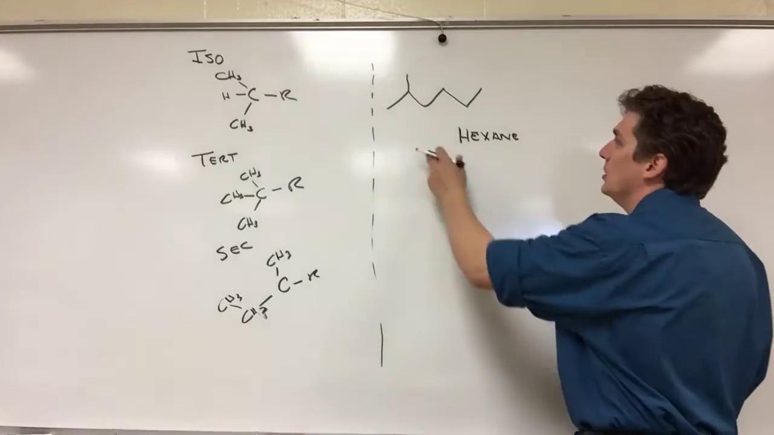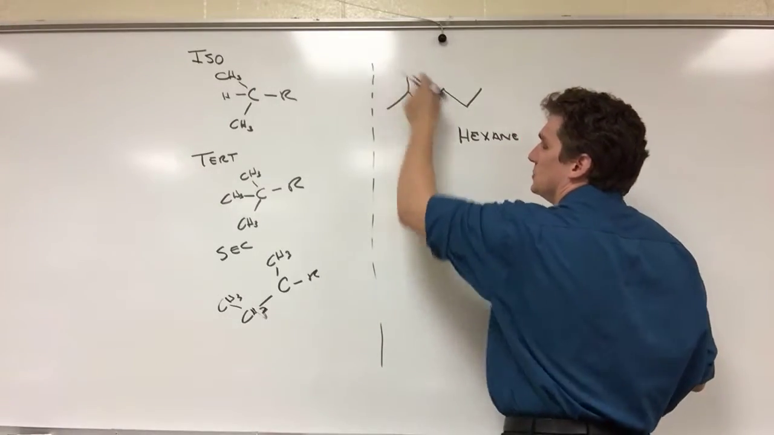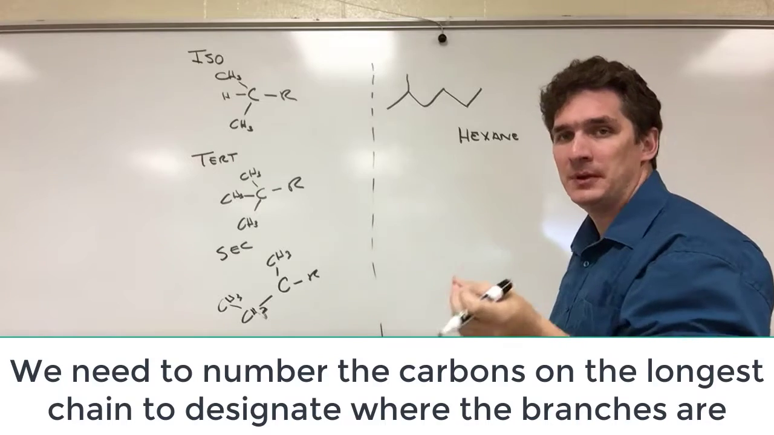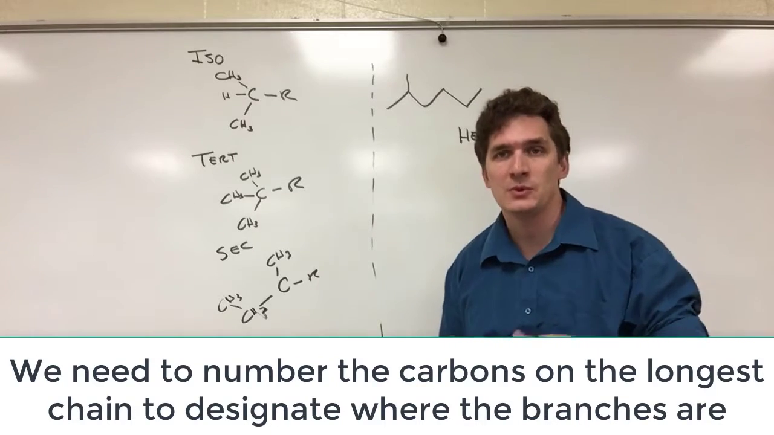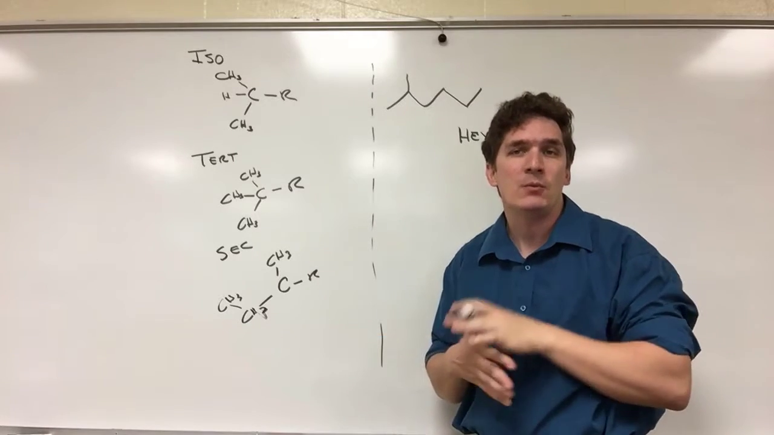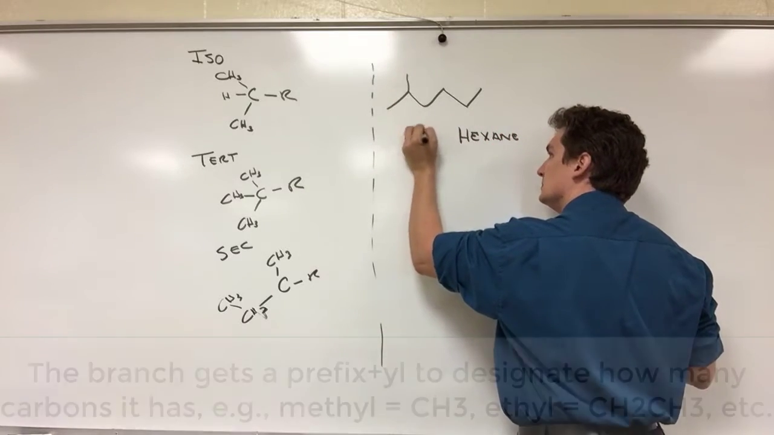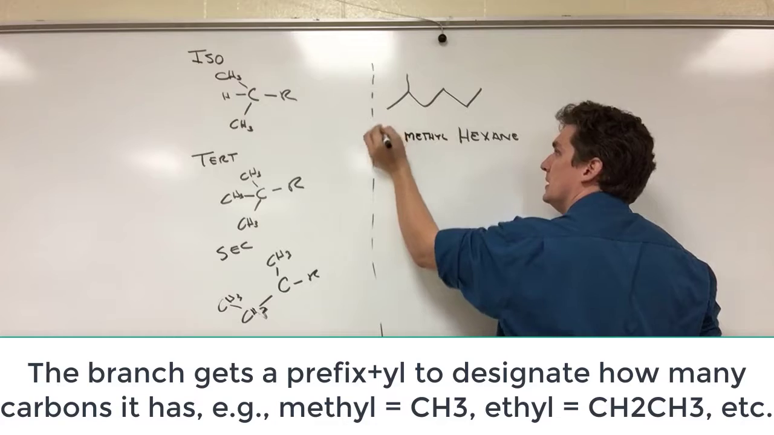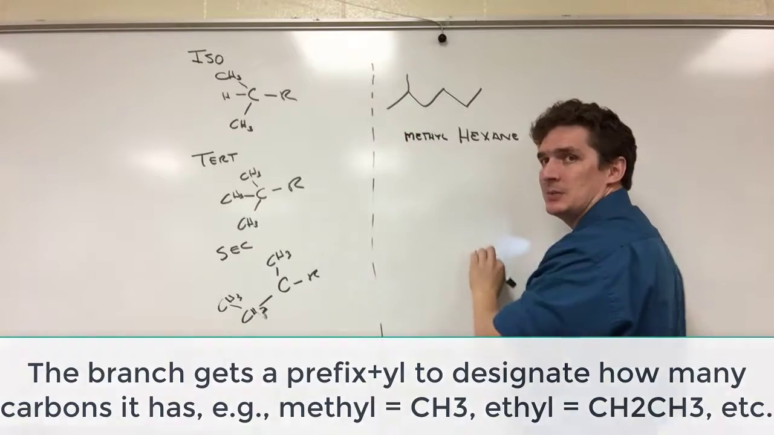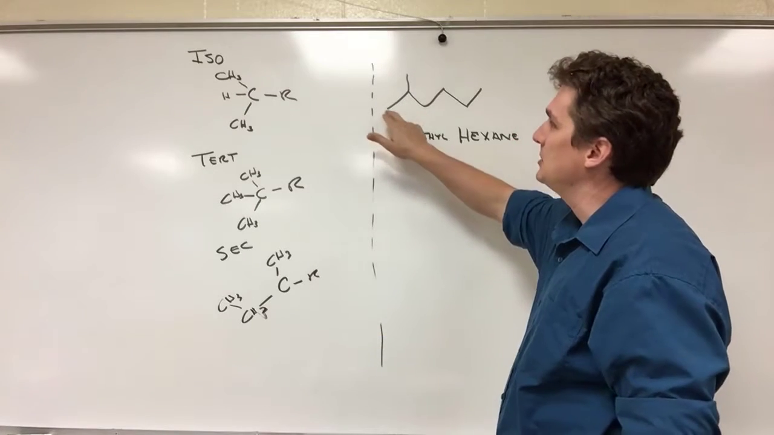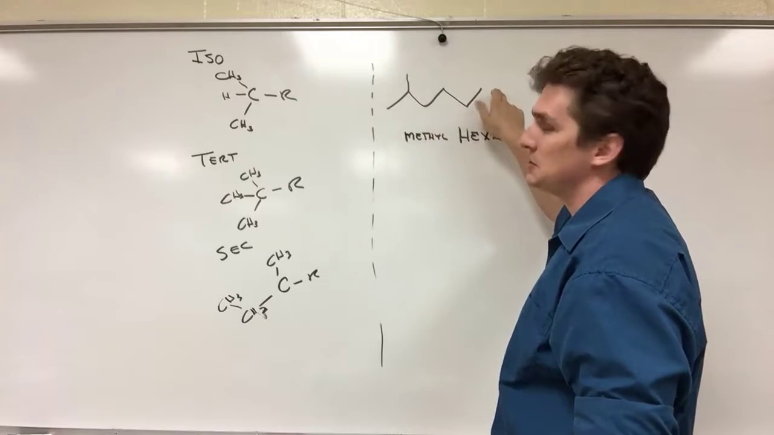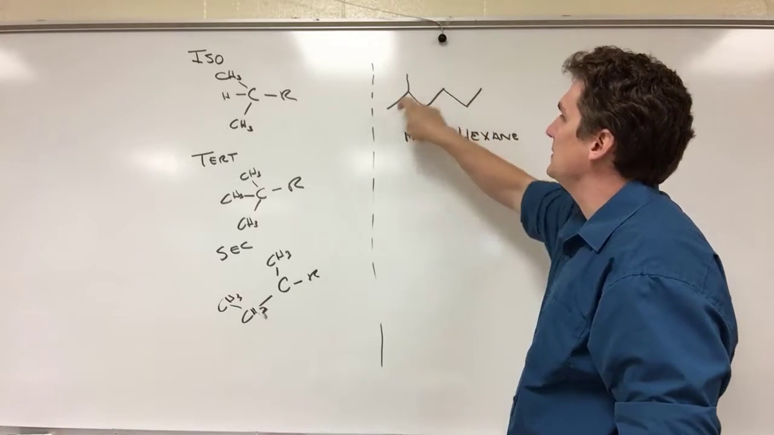Well, what we're going to do is use those meth, eth, prop, but, pent prefixes we saw before with the alkanes, but we're going to end it with an -yl. So in this case, this is a methyl group. And we need to designate which carbon it's on. So we can start here and go 1, 2, 3, 4, 5, 6, or start here and say this is 1, 2, 3, 4, 5, 6.